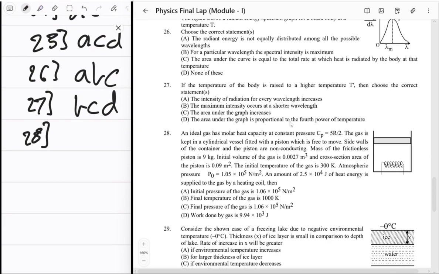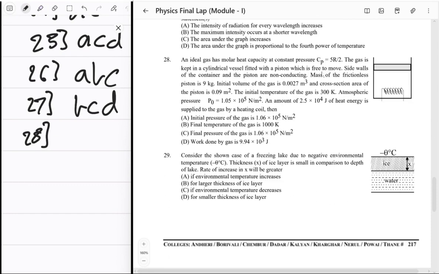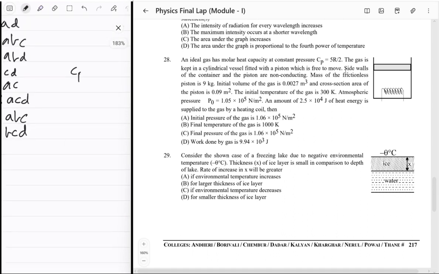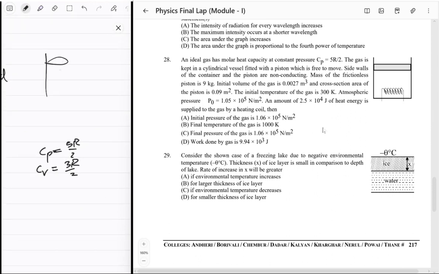An ideal gas has molar heat capacity at constant pressure Cp equal to 5R upon 2. The gas is kept in a cylindrical vessel fitted with a piston which is free to move. So write quickly: Cp is 5R upon 2, Cv is 3R upon 2, the usual ideal gas. The gas is kept in a cylindrical vessel fitted with a piston which is free to move. Let's draw this.